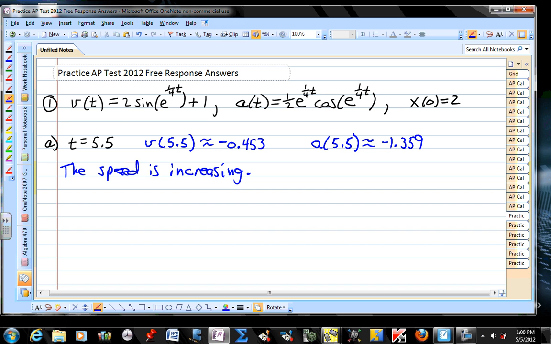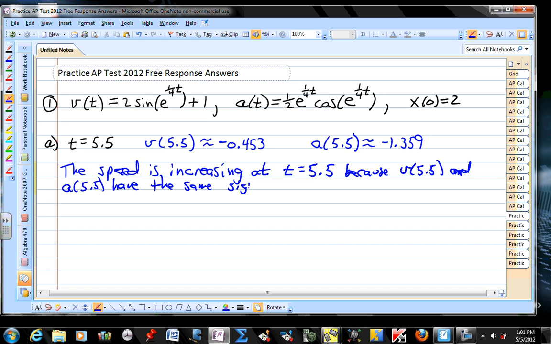Now we're supposed to give a reason for this. We should be more specific. The speed is increasing at time t equals 5.5. Now we'll give a reason: because v of 5.5 and a of 5.5 have the same sign. They're both negative. Okay, that's it for part A.